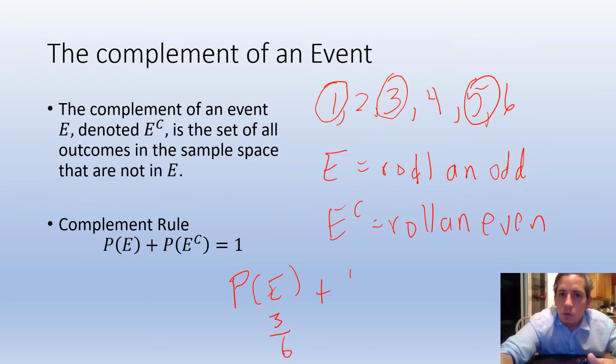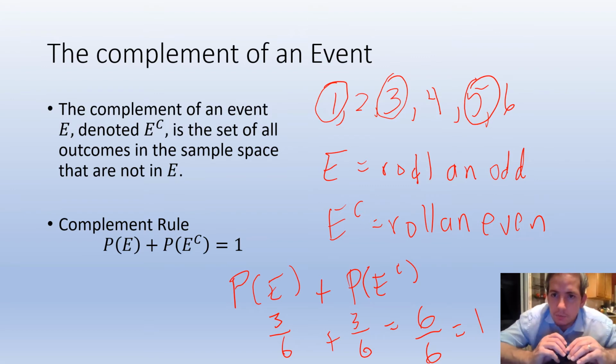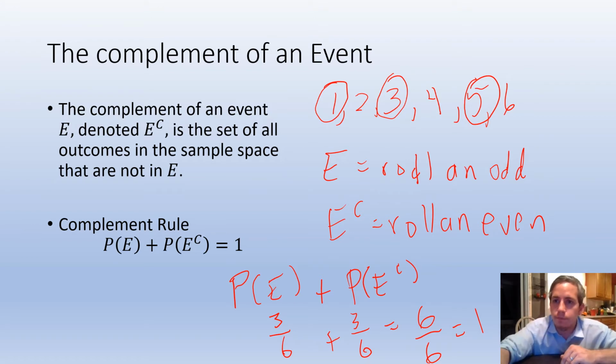Now, the probability that I roll an odd is 3 out of 6. And the probability that I roll an even, for the complement, is also 3 out of 6. And if I add those up, I get 6 out of 6, which is equal to 1. This is really nice because if you are able to compute the complement of the event more easily, then you could compute the complement and know that the actual event probability is just 1 minus the probability of the complement. So this property is a pretty nice property to have.